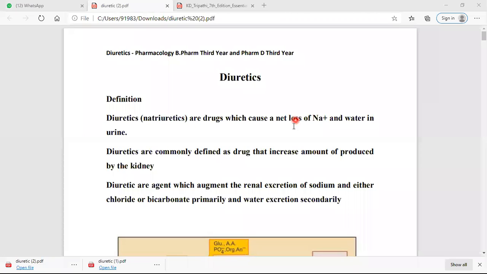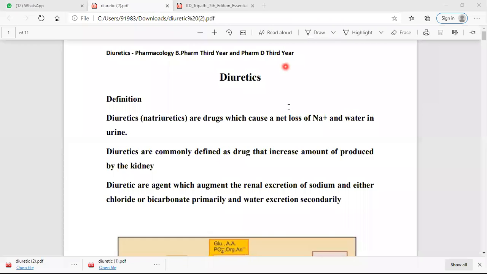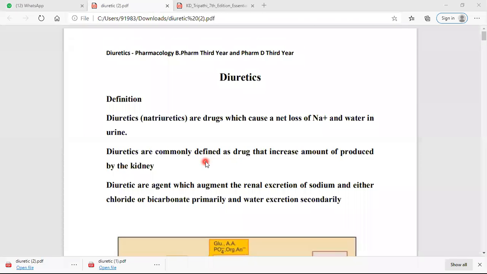Simply, these are the drugs which cause net loss of sodium and water in the urine. They act by inhibiting reabsorption. Due to the inhibited reabsorption, it causes renal excretion of sodium and water, and also chloride and bicarbonate.